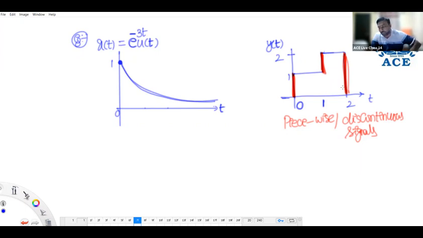The best well-known example for everyone is step functions. Is the unit step function discontinuous at the origin or not? U of t is also discontinuous at the origin. At that instant, amplitude is not defined.